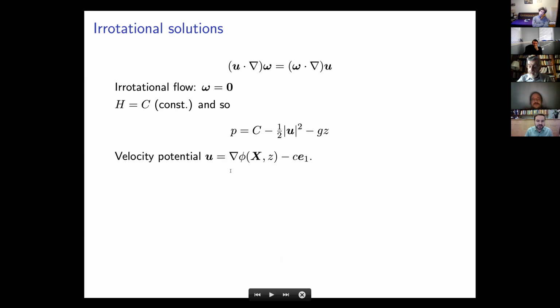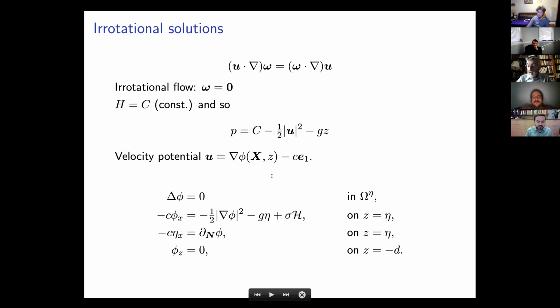Okay, and as you are probably all familiar with, you can introduce a velocity potential. The curl is 0, so u is the gradient of some function. Here I've written it in this way. You could incorporate this term into the potential phi, but in general, for example, if you are looking for solitary waves, then you want the gradient of phi to go to 0 at infinity.